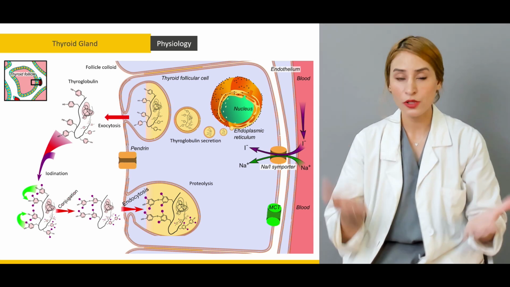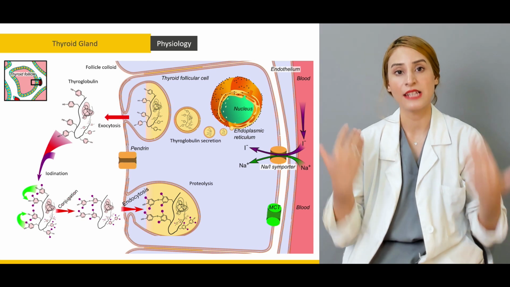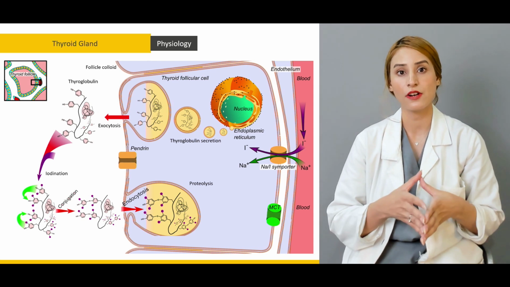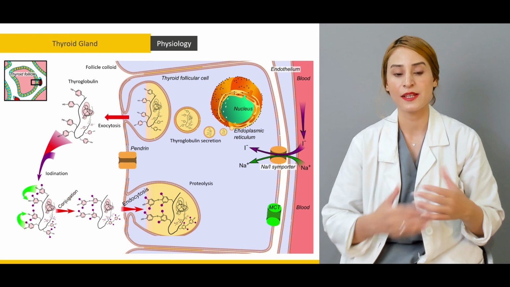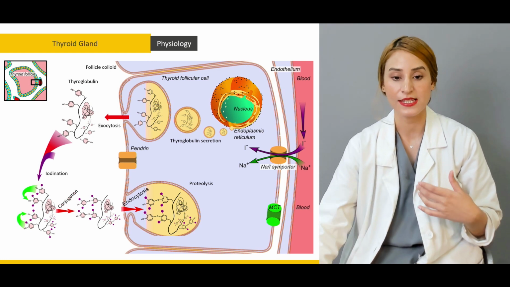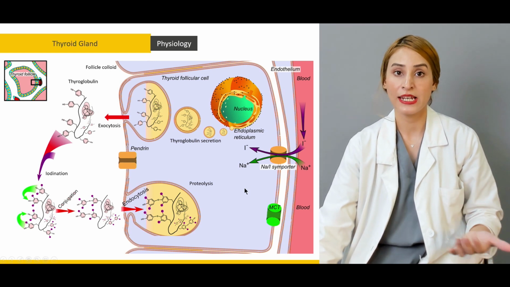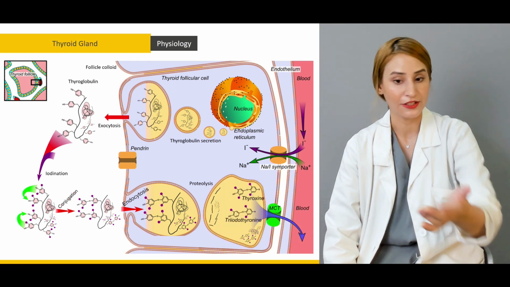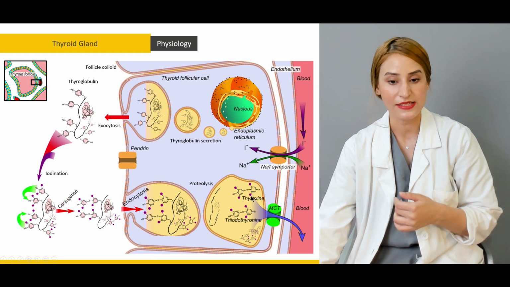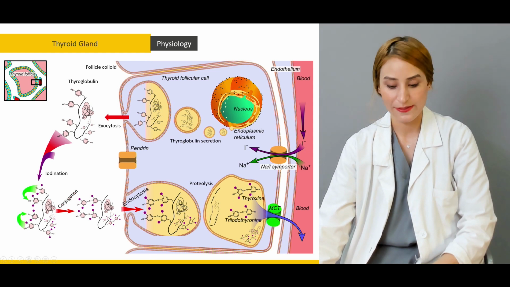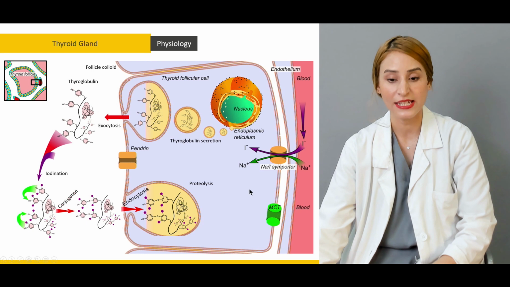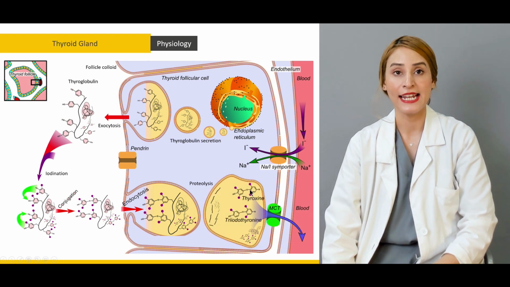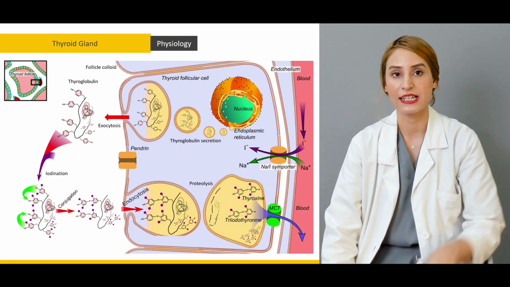Then monoiodotyrosine and diiodotyrosine are basically formed, and then there's a coupling, and there's a pinocytosis or endocytosis, and then thyroxine, T3 and T4, are formed, and they're transported back into the blood. You can see in the diagram, this is thyroxine, this is triiodothyronine, and they're transported back into the blood. Thyroxine is actually T4, and triiodothyronine is basically T3.